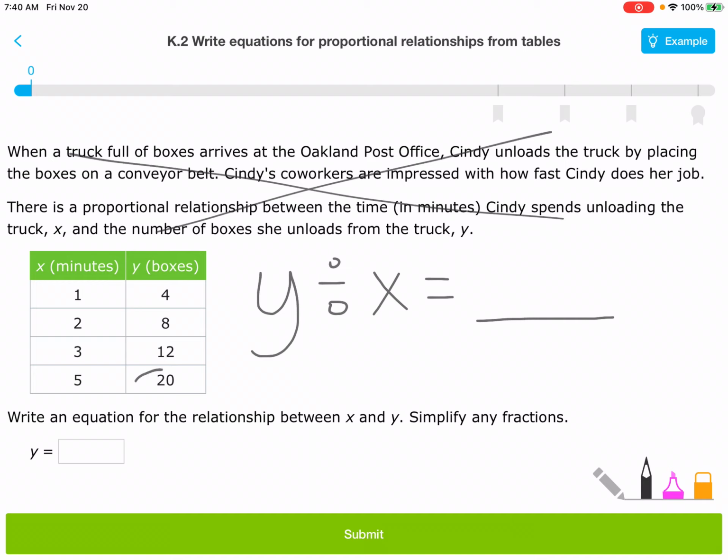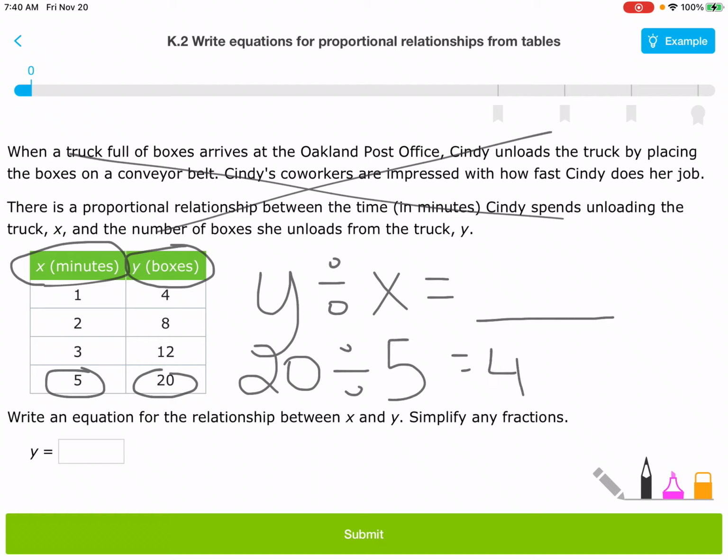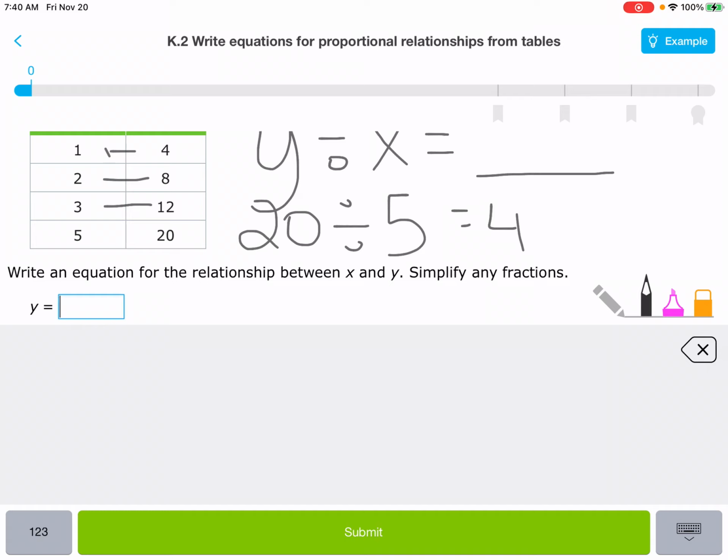So if I take 20, that's my y value, and divide it by 5, which is my x value, I get 4. Which means I'm multiplying every x value in this table by 4. Or let's at least check and make sure that's true. Does 1 times 4 give me 4? Yes. Does 2 times 4 give me 8? Yes. Does 3 times 4 give me 12? That is correct. So my equation is going to be y equals 4 times all of my x values.